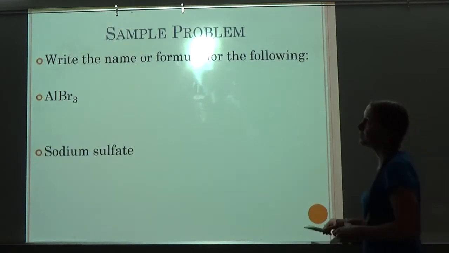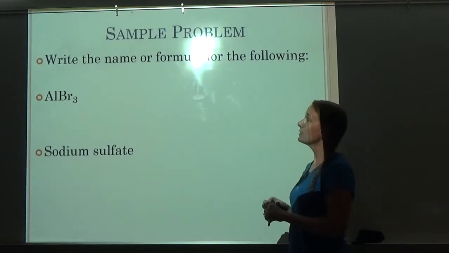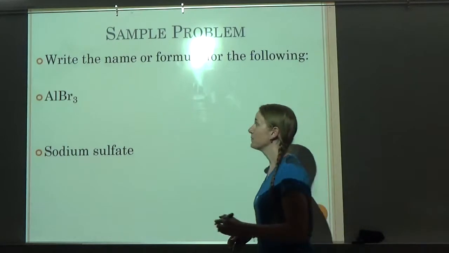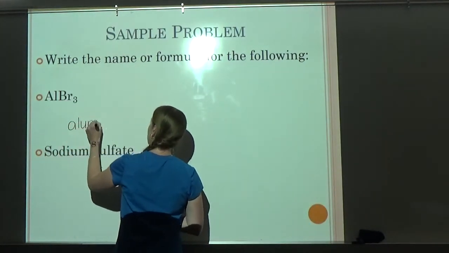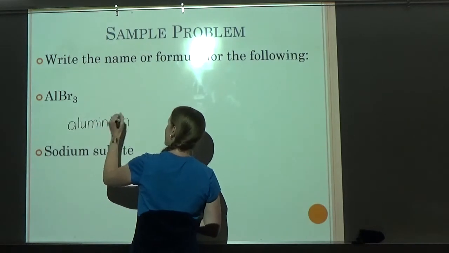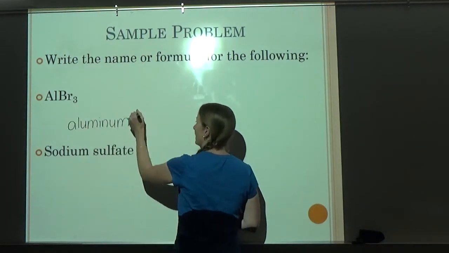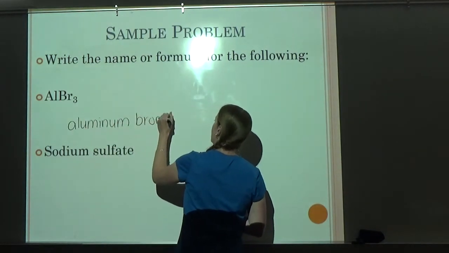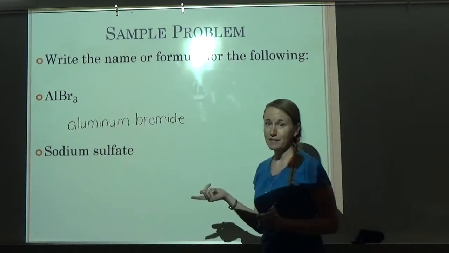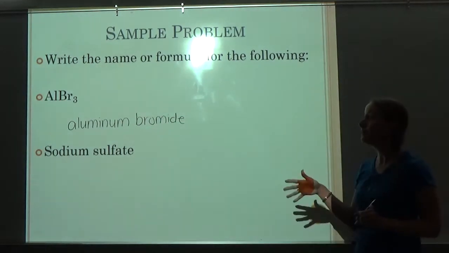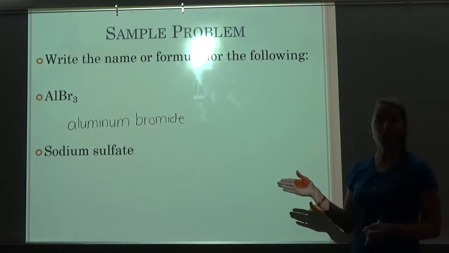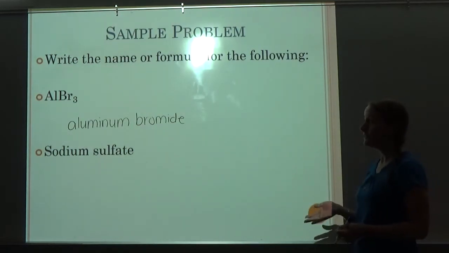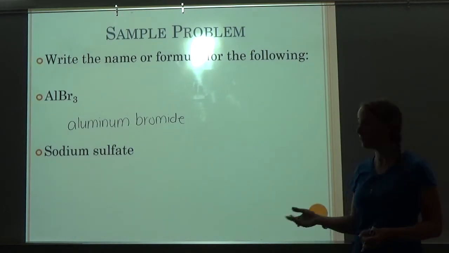So let's look at a couple. It says write the name or formula for the following. AlBr3. Remember, I name the first element, so Al is just aluminum, and I add -ide to the second element. So Br is bromine, and so I will call it bromide. Remember, we don't use prefixes for compounds that start with a metal. Okay, so you don't need to call it tribromide. We only use prefixes for compounds that start with a nonmetal.